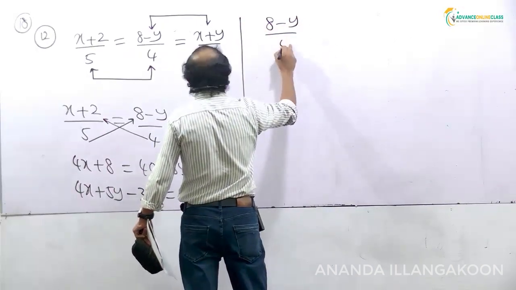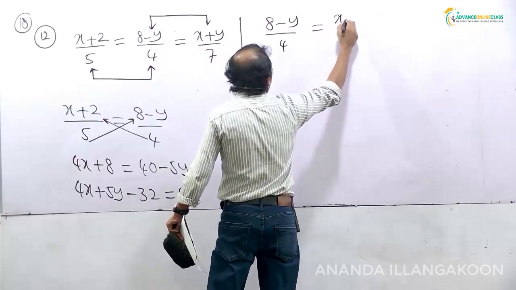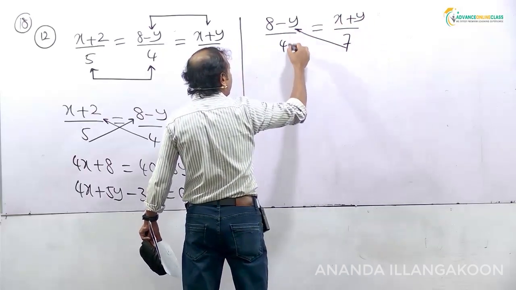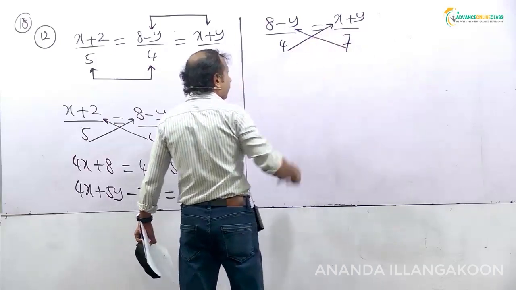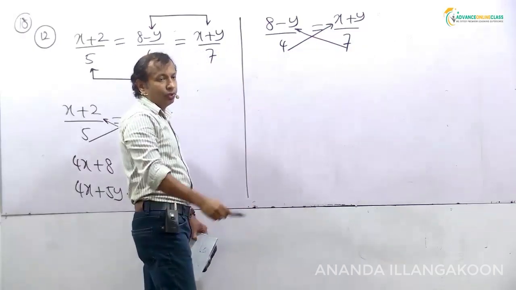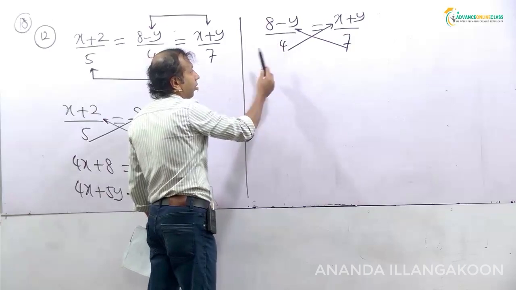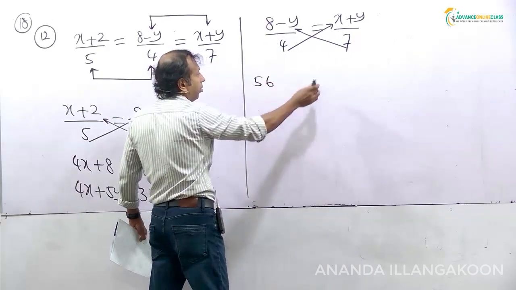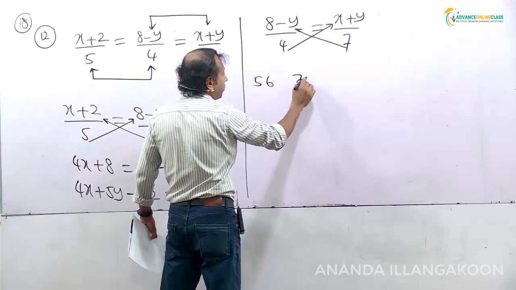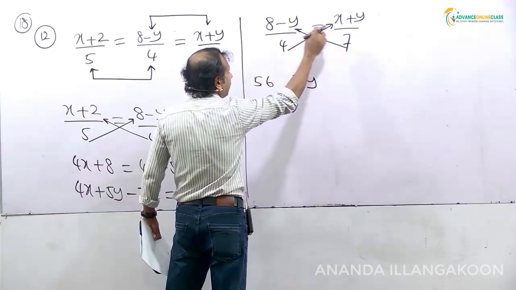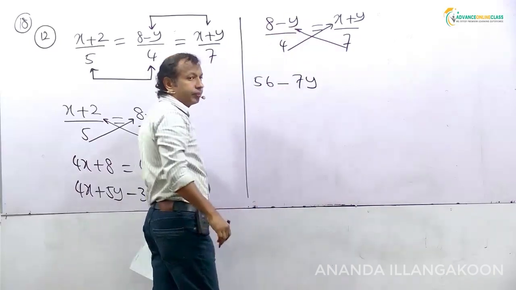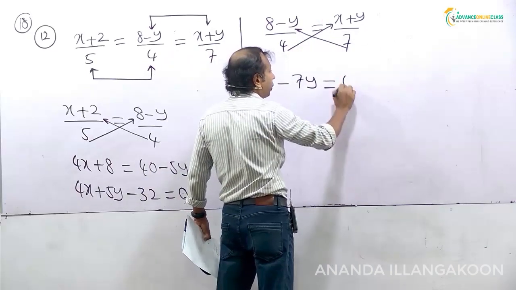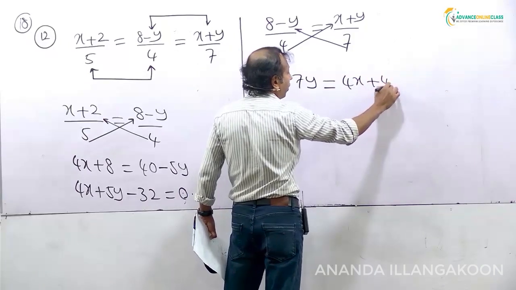(8 minus y) over 4 equals (x plus y) over 7. By this 7, we have to multiply this side, and by this 4, we have to multiply this side. By this 7, you should multiply both this 8 and y. 7 into 8 is 56. 7 into y is 7y. Here plus, here minus, then minus. 4 and x, 4x. 4 and y, 4y.